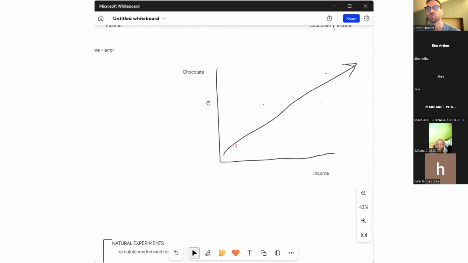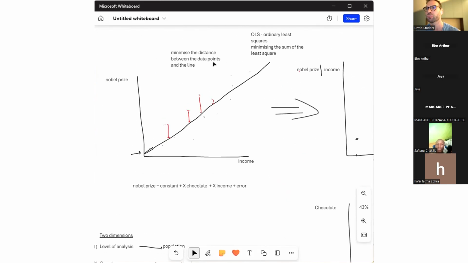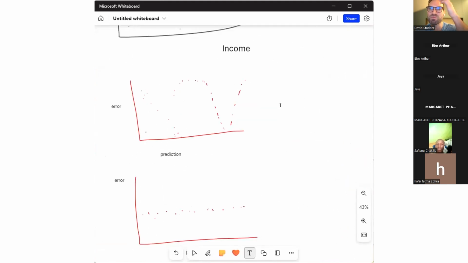A healthy line like this is what you see here. These just look random. No clear pattern to being off. So that's the most basic diagnostic you can do.